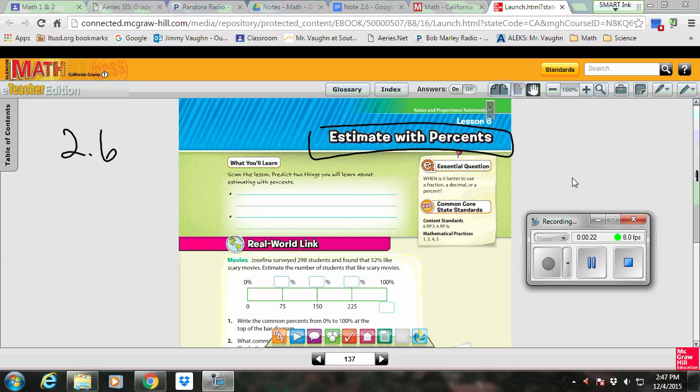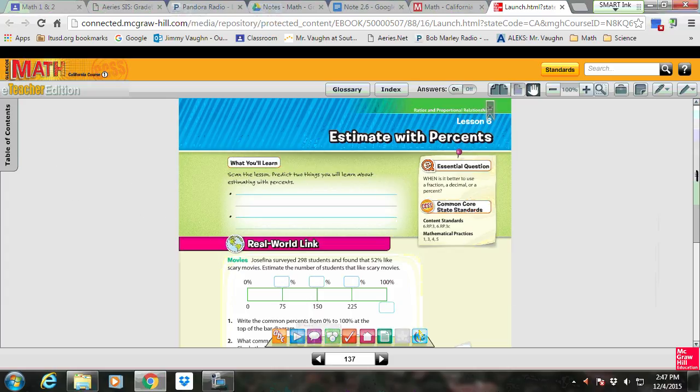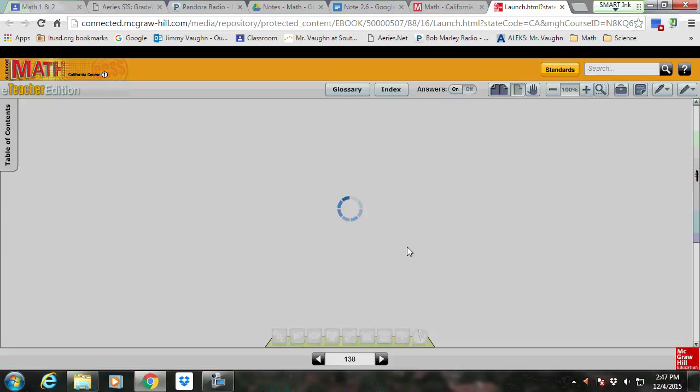Page 137 is the beginning of lesson 6. It's got that information for you there. If you want to preview the lesson, you can look at page 137 as well. Otherwise, go on to page 138 after your notes are set up.